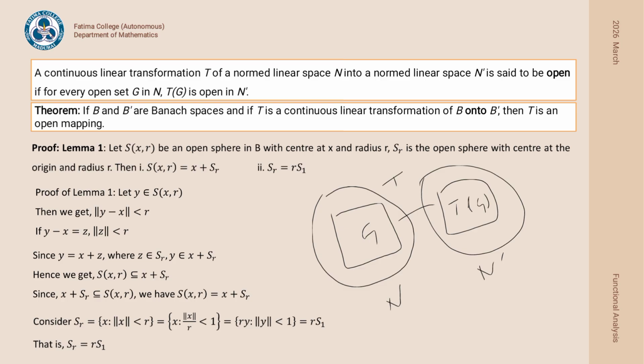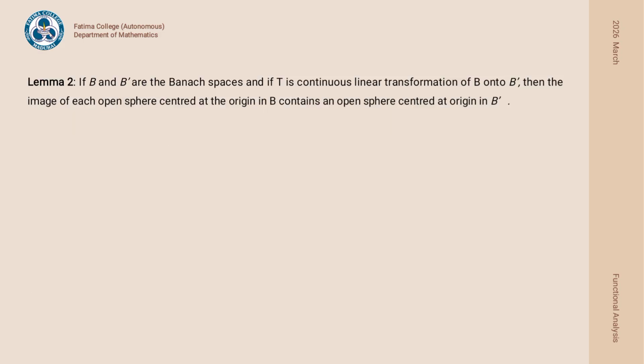This can be written as the set of all x such that norm x by r less than 1. If we take x by r is equal to y, then SR can be written as ry such that norm y less than 1. Norm y less than 1 implies y belongs to S1. Therefore, SR can be written as r into S1. Thus, we have proved SR is equal to r into S1.